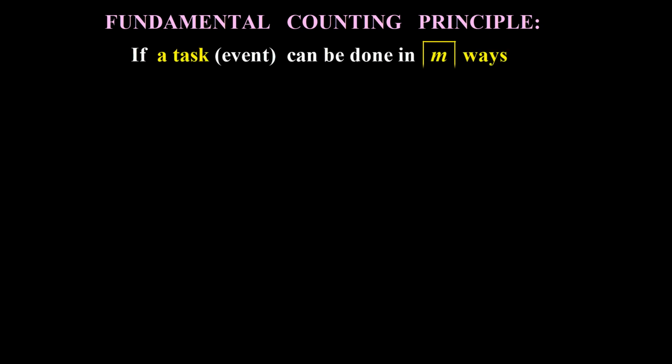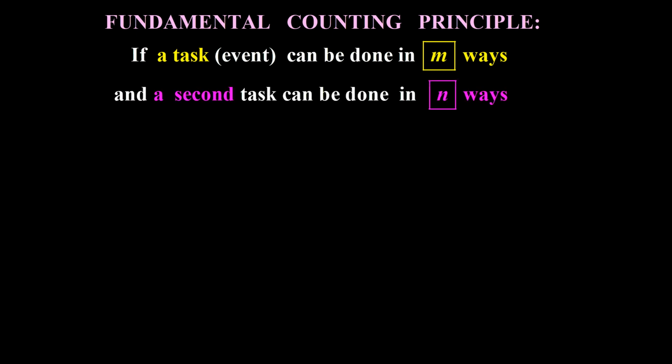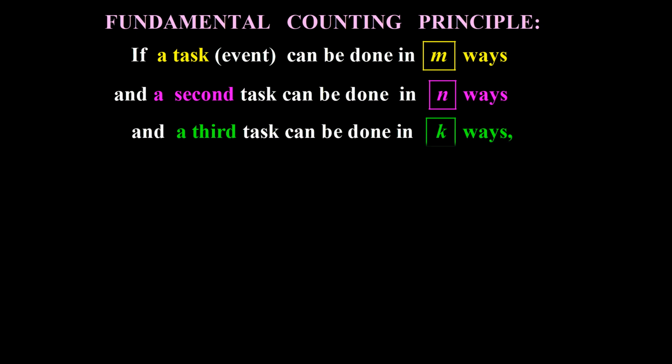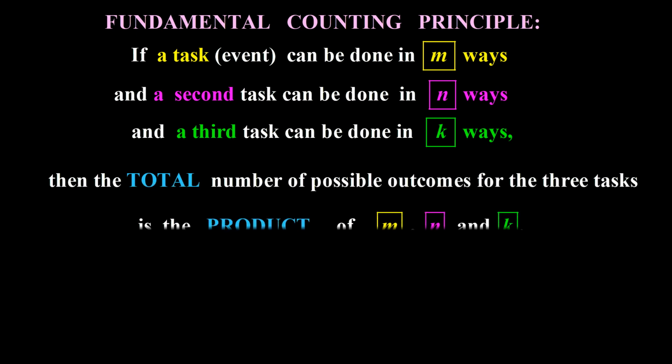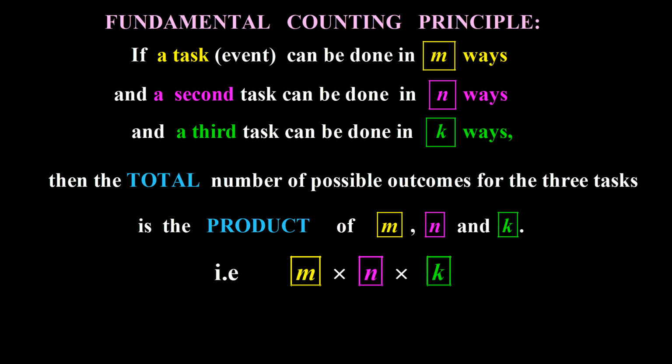If an event can be done in m ways, let's say the one event can be done in m ways, right? And then a second event can be done in n ways, and then we have a third event or task that can be done in k ways. Now to find the total number of possible outcomes for these 3 tasks, we just find the product of the 3. So I have to find the product of the m, the n, and the k. That means there we have it, m times n times k.